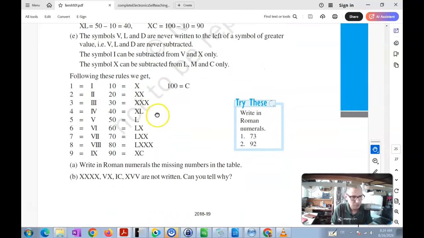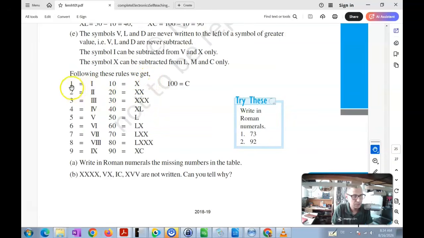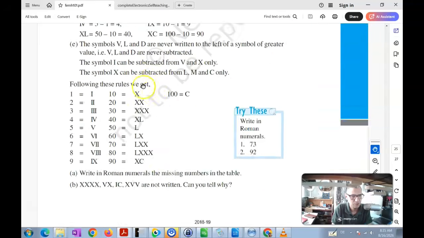Okay, so now let's take a look at these numbers over here. Following these rules, we get, for example, a 1 is just a 1, a 2 is a 2, a 3 is a 3, a 4 is a 5 minus 1, a 5 is a 5, a 6 is 5 plus 1, a 7 is 5 plus 2, and 8 is 5 plus 3, a 9 is 10 minus 1, a 10 is a 10, a 20 is 10 plus 10, a 30 is 10 plus 10 plus 10, a 40 is 50 minus 10, a 50 is a 50, a 60 is 50 plus 10, a 70 is 50 plus 10 plus 10, an 80 is 50 plus 10 plus 10 plus 10, a 90 is 100 minus 10, and 100 is a C, just 100, right?